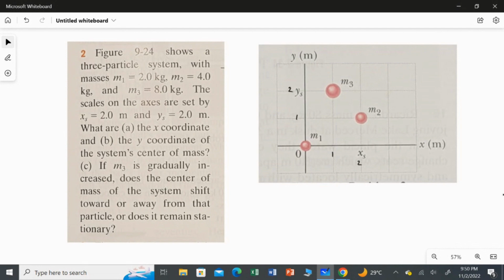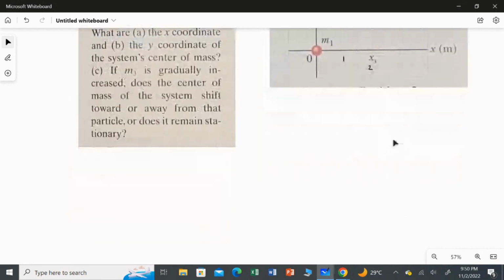Clear? So let's start. This question has three subdivisions. In the first part, we are going to find the x coordinate of the system's center of mass. In the second, the y coordinate. After that, we are going to answer the third question, which is theoretical. So first, we are going to solve part A and part B.